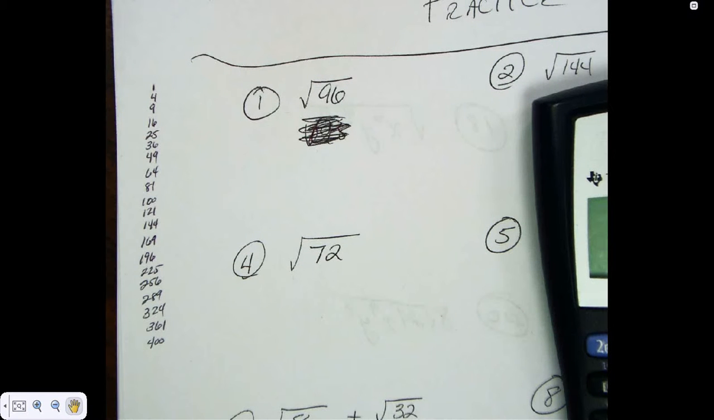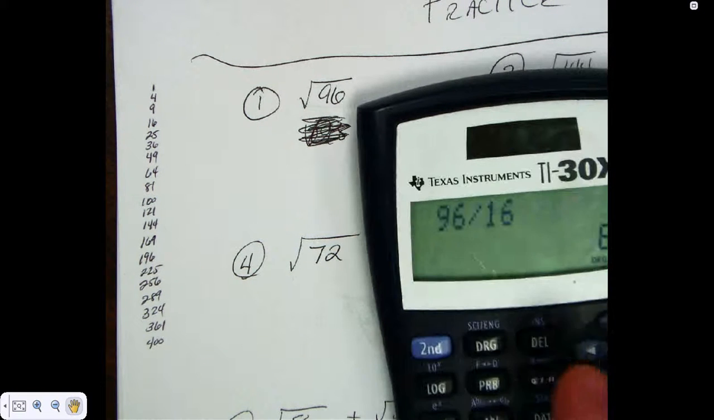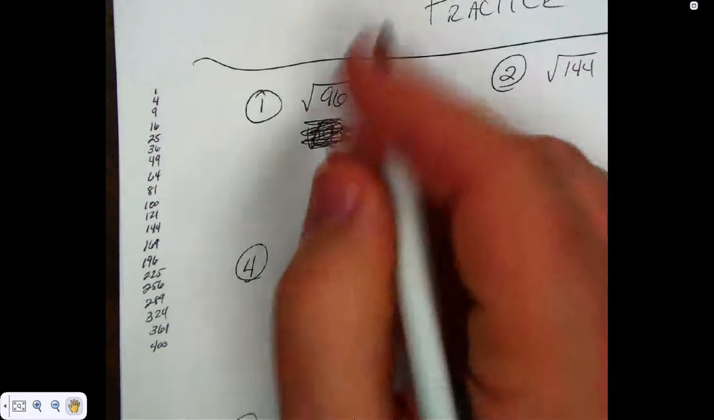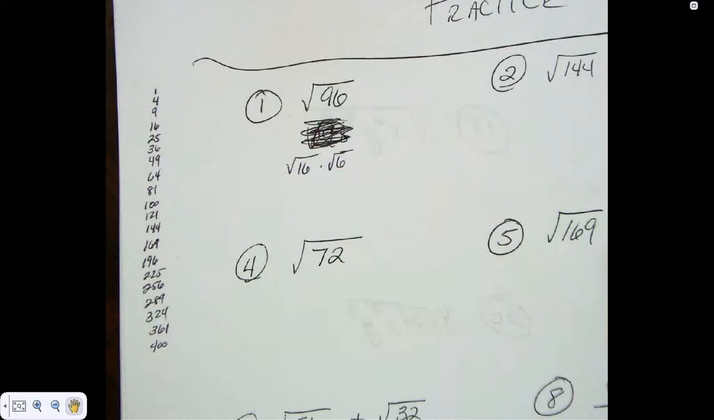If you don't know what it is, you can just start dividing. Divide it by 36. No. I didn't divide by 49 because that's more than half of it. What's next? 96 divided by 25. No. 96 divided by 16. There it is. So 16 times 6 is what it is. So I'm going to break this up into square root of 16 times square root of 6. This has to be on your test. Okay? If that's not on your test, not done properly, doesn't count.